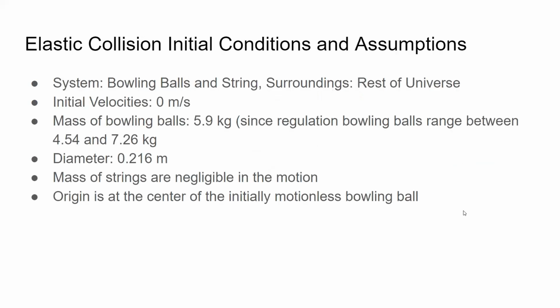For the elastic collision, initial conditions and assumptions: the system is the bowling balls and the string, and the surroundings is the rest of the universe. It's assumed that the initial velocity for both bowling balls is 0. The mass of the bowling balls is 5.9 kilograms, which is just the average of the range that regulation bowling balls tend to be. The diameter is also an estimate, about 0.2 meters. It's assumed that the mass of the strings is negligible in the motion. For the tracker analysis, the origin is at the center of the initially motionless bowling ball.